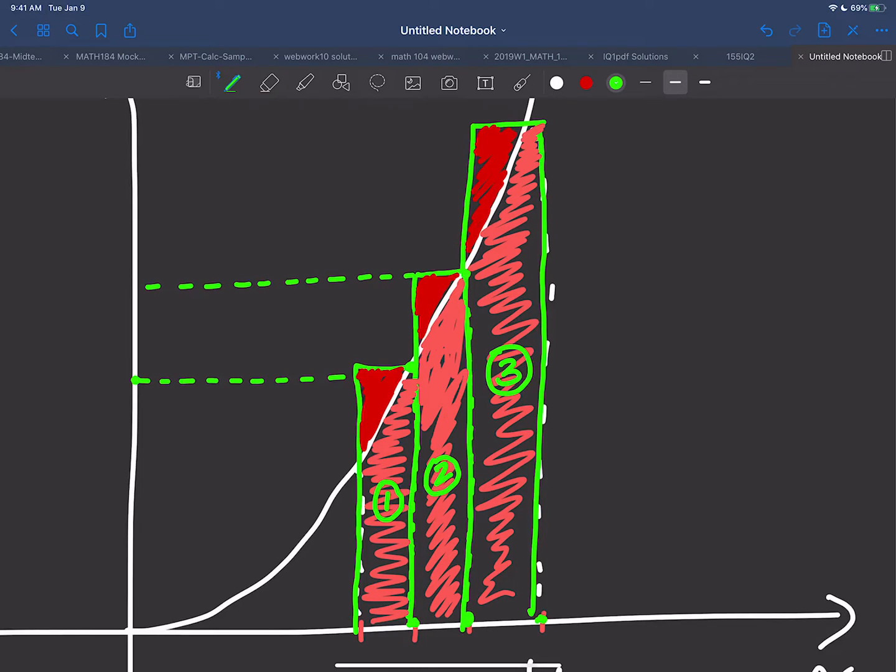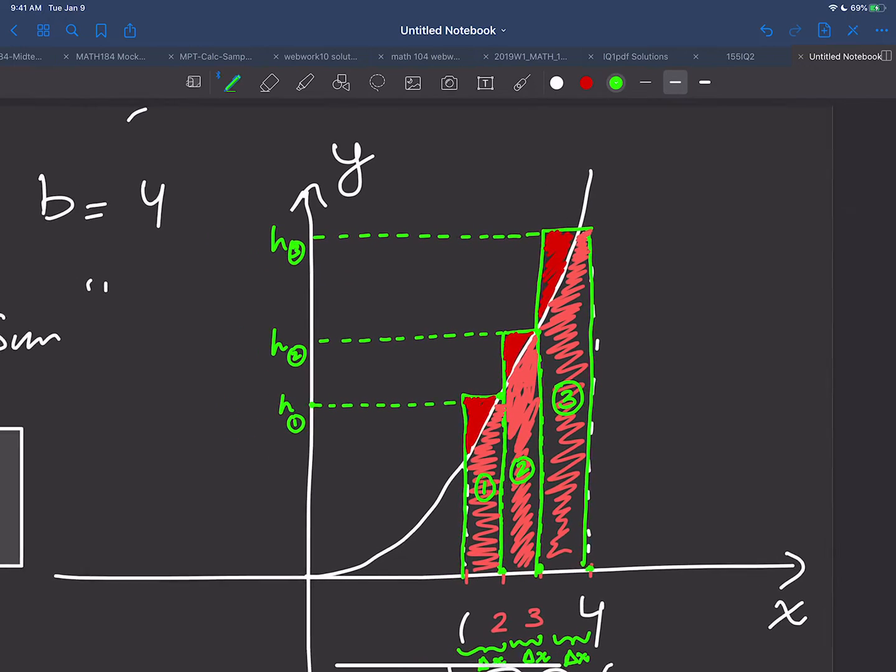That's the height of my second rectangle, and that's the height of my third rectangle. Okay, so I'm going to call this h of 1, h of 2, h of 3. Okay, base is fixed, so we can now go ahead and compute this.